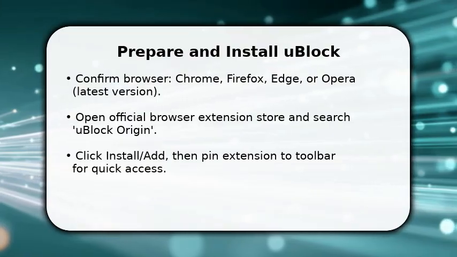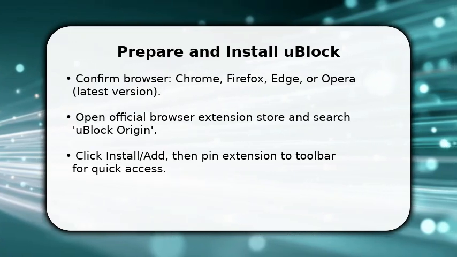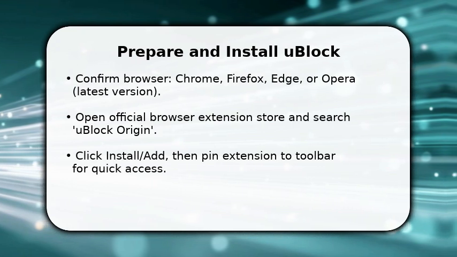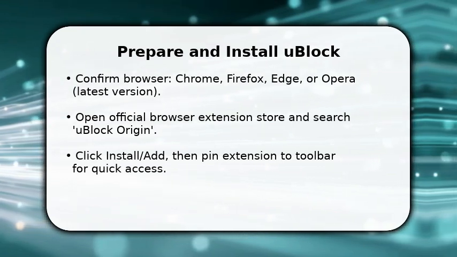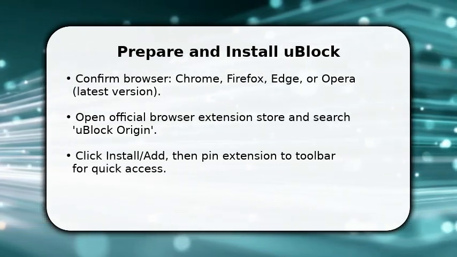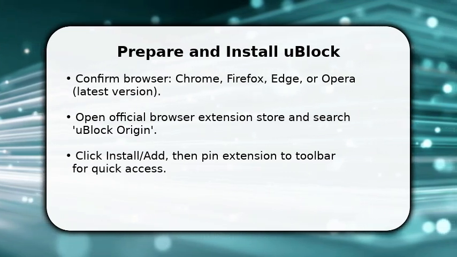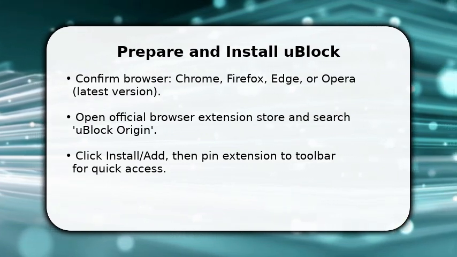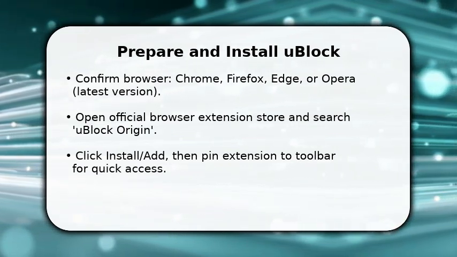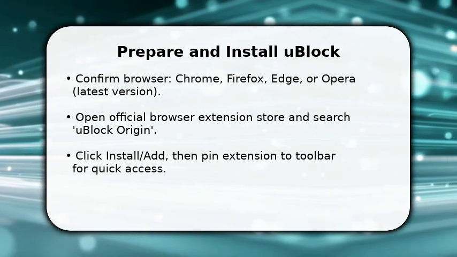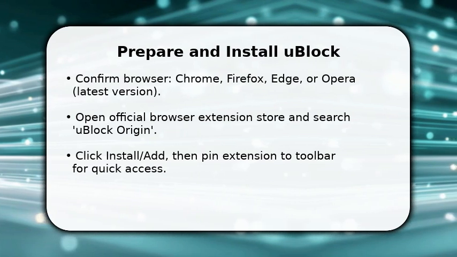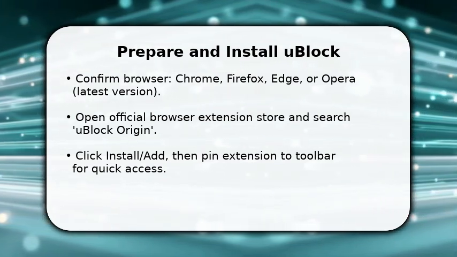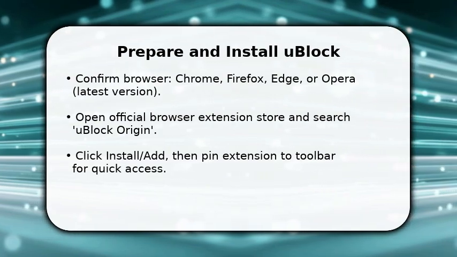You start by verifying your browser and system are up to date so the extension installs cleanly. Open the browser's extension or add-on store, search for uBlock Origin, and choose the verified developer listing. Click Install or Add and then pin the extension to your toolbar so you can access settings quickly. Once done, click the uBlock icon to confirm it shows a counter. That confirms basic installation and prepares you to configure filter lists and site-specific rules next.